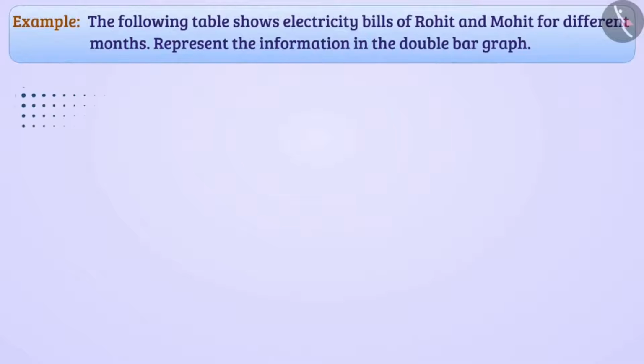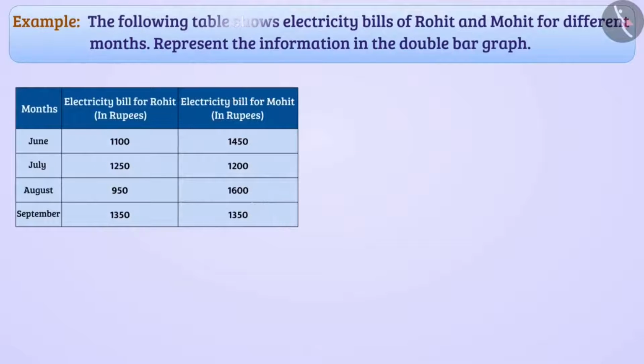Next example. The following table shows electricity bills of Rohit and Mohit for different months. Represent the information in the double bar graph. Observe the statistics. Can you tell me what would be the convenient scale here? Think.